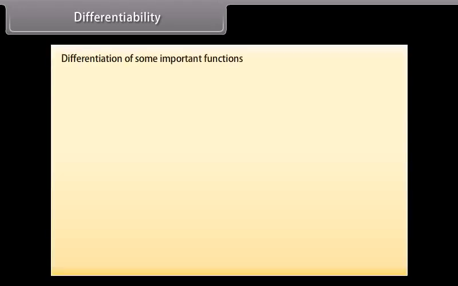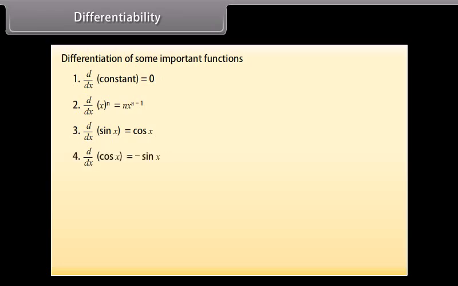Differentiation of some important functions. 1. d by dx of a constant is equal to 0. 2. d by dx of x raised to power n is equal to n into x raised to power n minus 1. 3. d by dx of sin x is equal to cos x. 4. d by dx of cos x is equal to minus sin x. 5. d by dx of tan x is equal to sec square x.